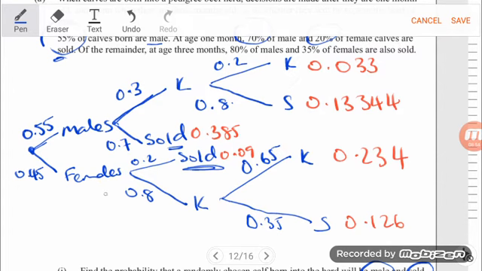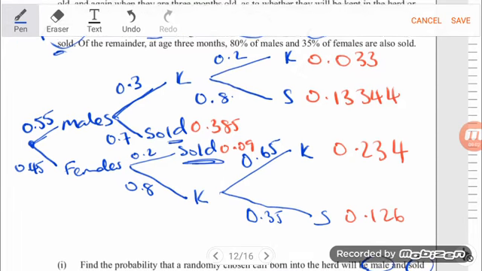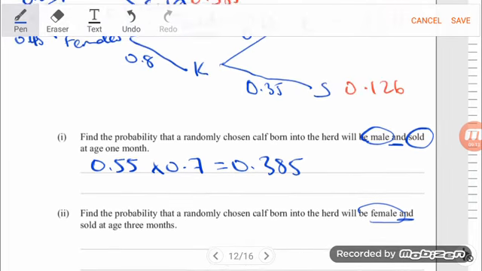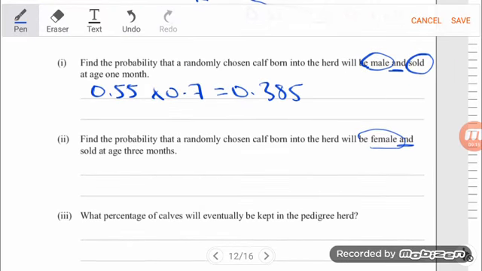Female down here and sold, not at 2 months but at 3 months. So it's gone through this chain. Sold. We can read it straight off our probability tree. If you haven't written this, then I really do suggest writing your numbers here. 0.126.